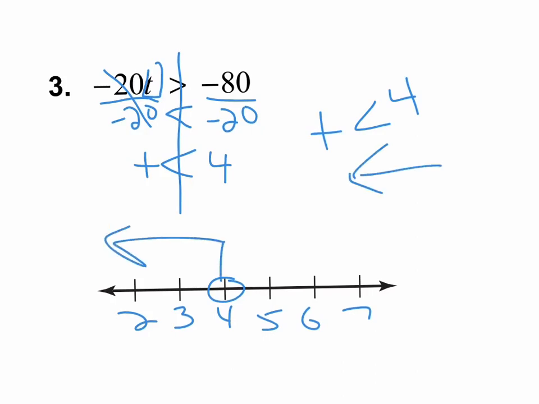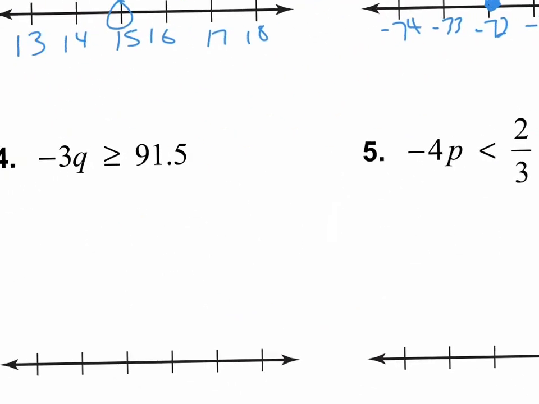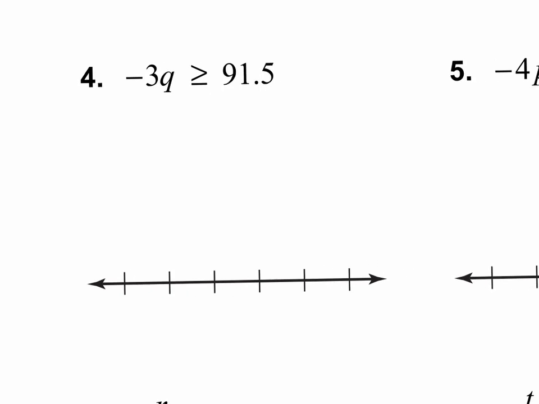Okay, be careful. If you multiply or divide by a negative, you have to flip the sign. Okay, you flip that inequality sign. All right, number 4, moving on. We draw our line. I'm going to have to divide by a negative because that's multiplication, so I'm dividing by a negative 3. So right away, I'm going to flip that sign, dividing by negative 3.